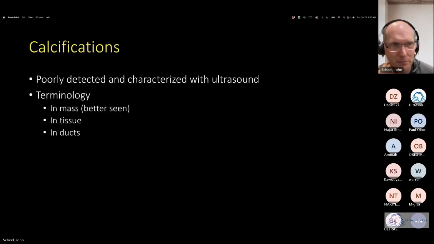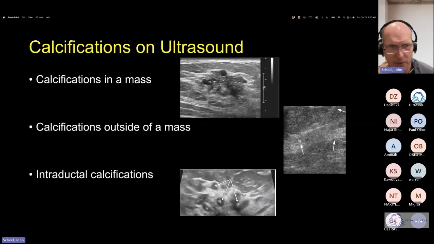Calcifications, uncommon to see with ultrasound, but you can have them in masses, in tissue, and in ducts, and here are 3 examples. Top is a calcification in a mass. You'd biopsy this mass because it's irregular and microlobulated. The calcifications outside the mass, I'm not sure most people would see these. Very hard to see. And then intraductal calcifications, you can see there the bright dots that are sitting inside the ducts. Those are calcifications in a duct.